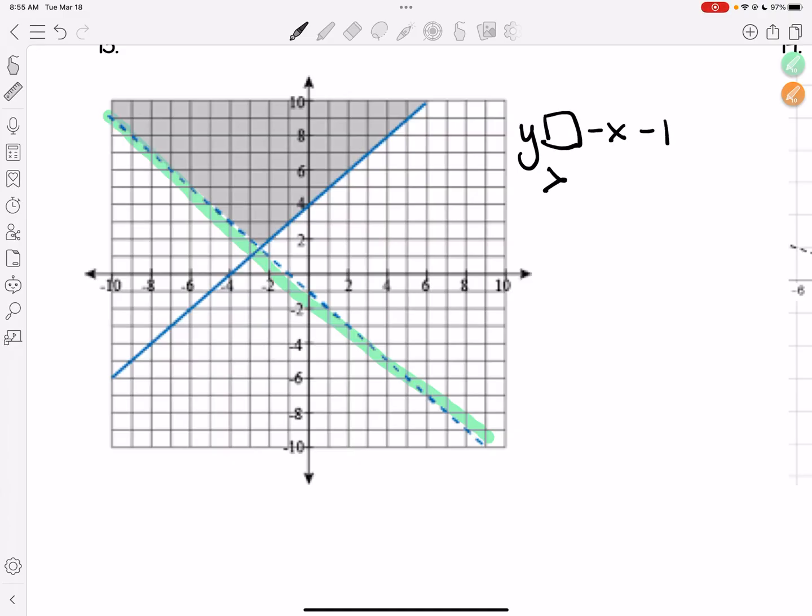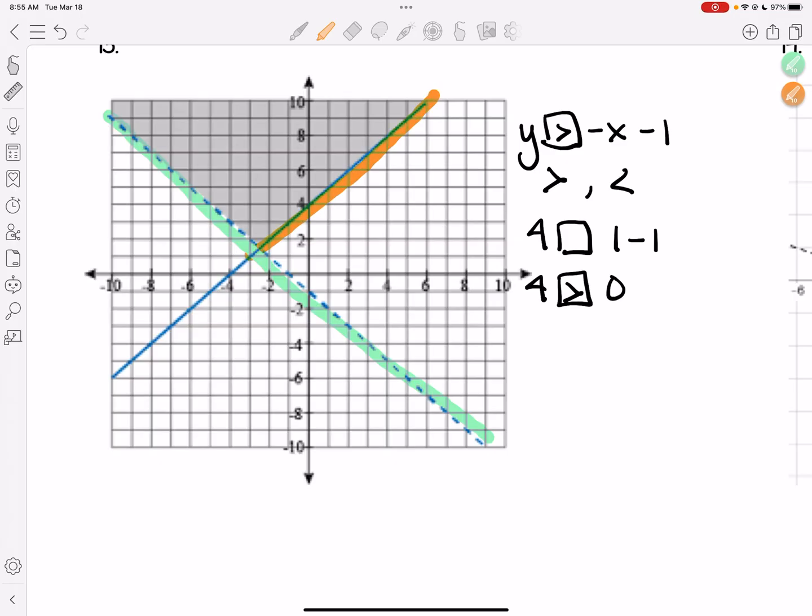Because it's dashed, it's either greater than or it's less than. Picking any point that I want that's in this highlighted region, I'm going to pick -1, 4. So that means I get 4, box. Because it's a negative x, that means -1 turns into 1 minus 1, which means I have 4, box, 0. Which means 4 is greater than 0, so that's what goes up here.